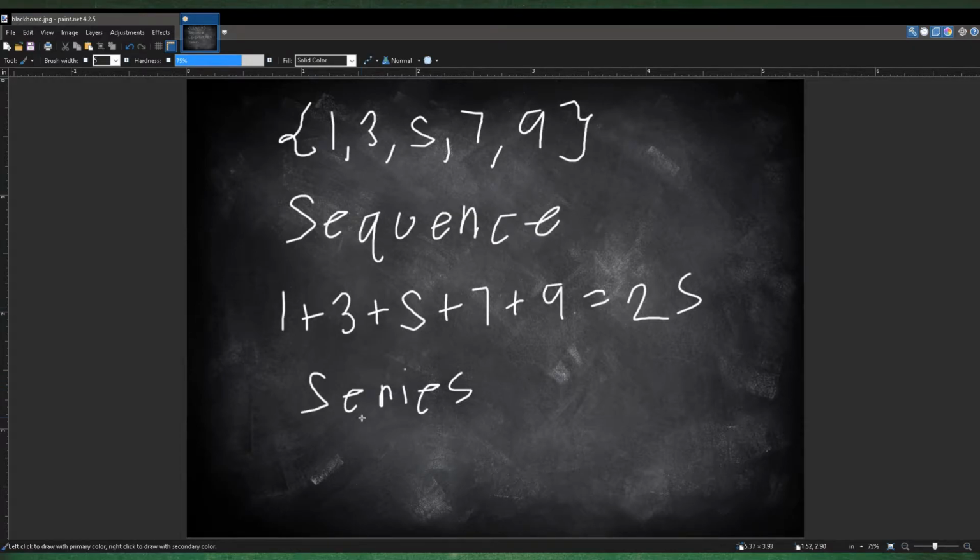So in definition, a sequence is just a list of numbers, 1, 3, 5, 7, 9, right? And a series would be a sum of those numbers in that sequence. So a series would be 25. And that's the general idea for sequences and series.